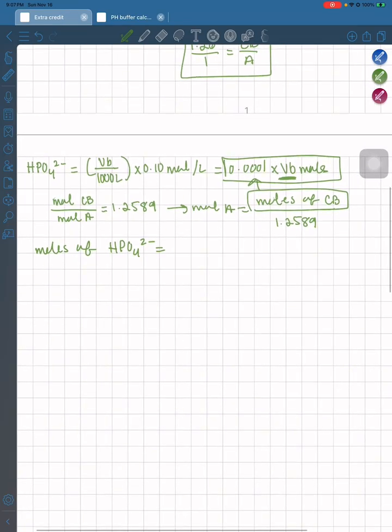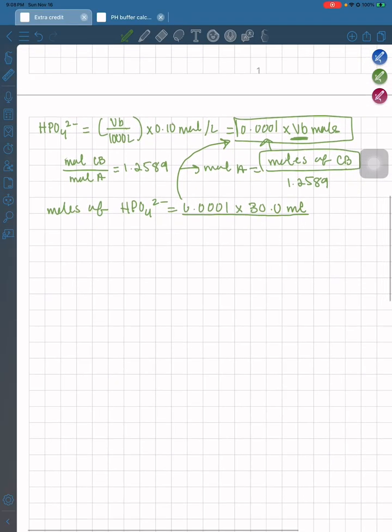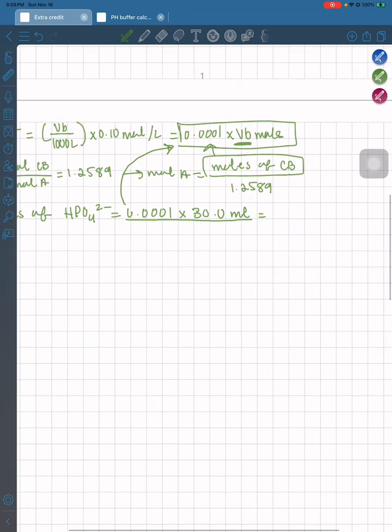And so from there, I can say that the moles of monohydrogen phosphate ion, which is my conjugate base, is equal to 0.0001 times my 30 milliliters. And just one more time, I got this from right over here, and this is equal to 0.0030 mole.